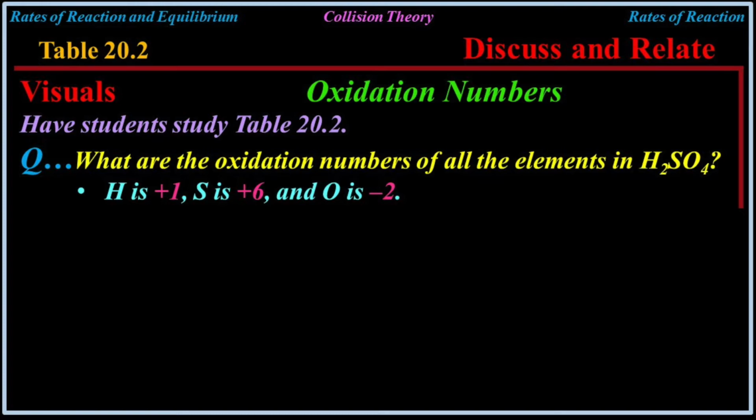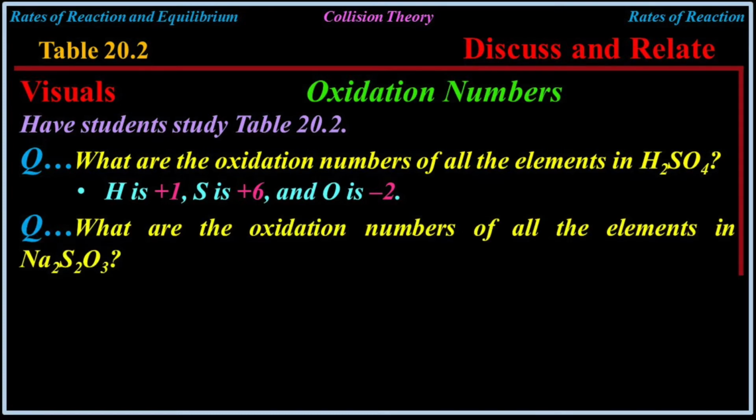And that's what we have. We have hydrogen is plus 1, sulfur is plus 6, and oxygen is minus 2. What are the oxidation numbers of all the elements in Na2S2O3? Or as they say when the plot's about to thicken, the plot's about to thicken. So we have sodium is plus 1, sulfur is plus 2, and oxygen is minus 2. Remember, left equals right, positive equals negative.